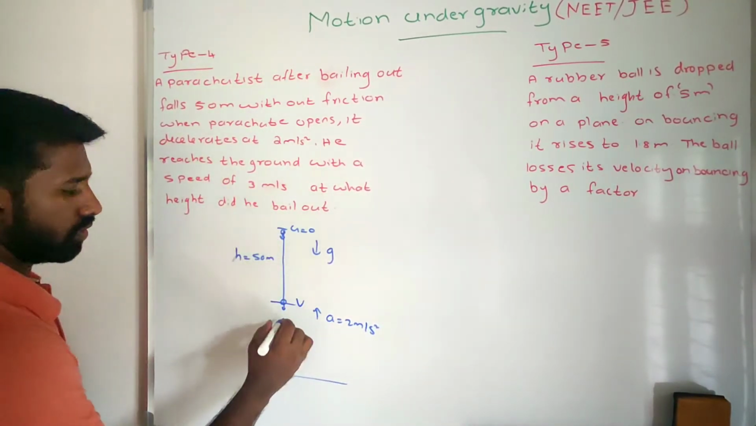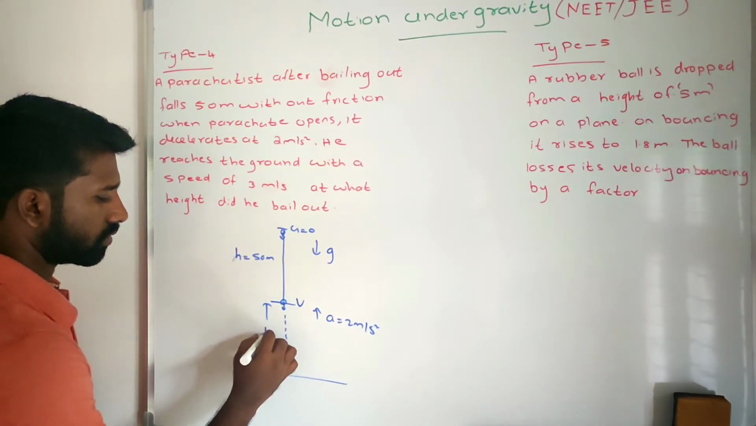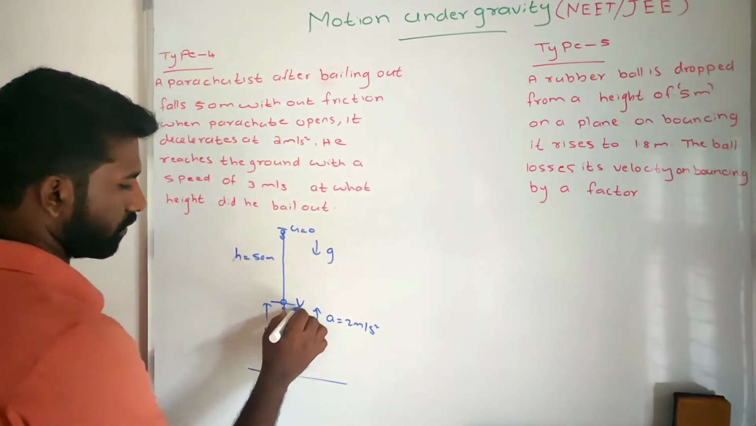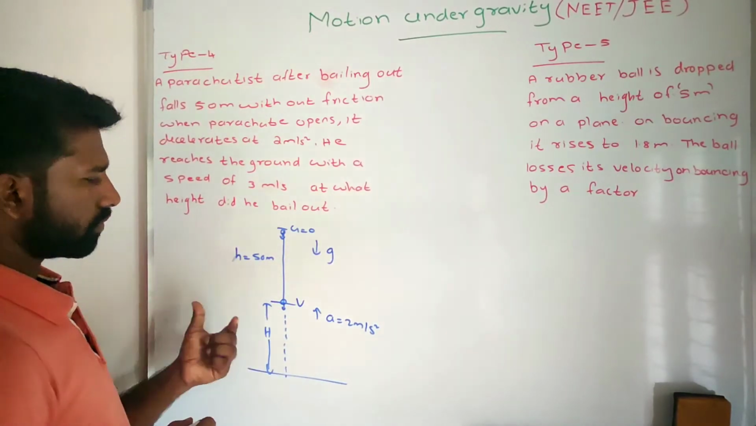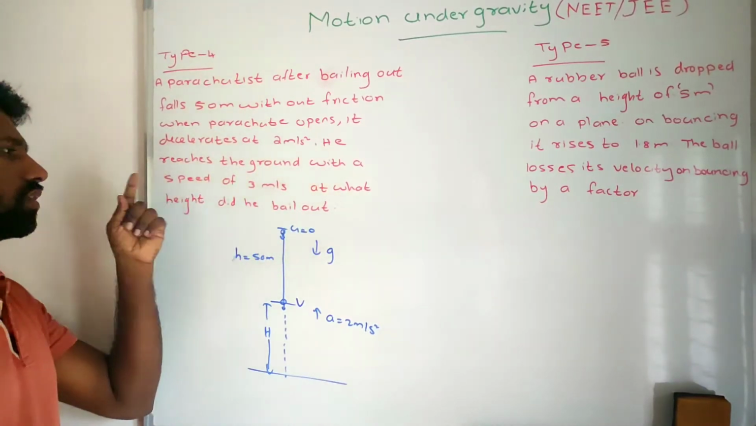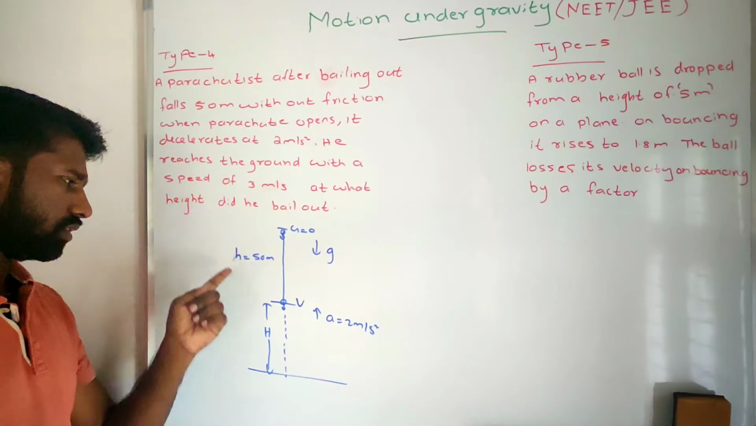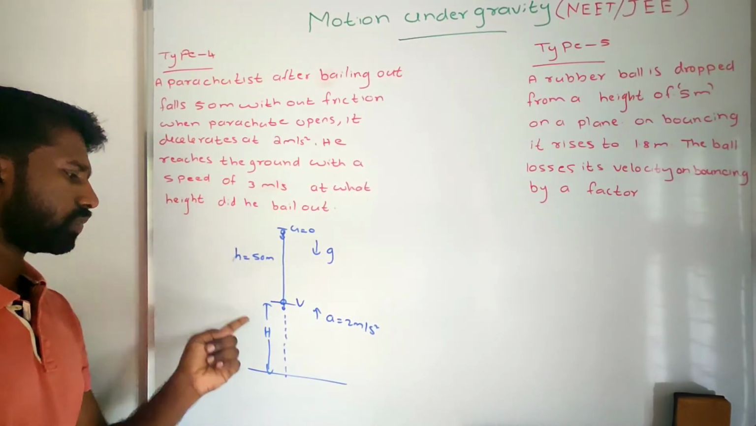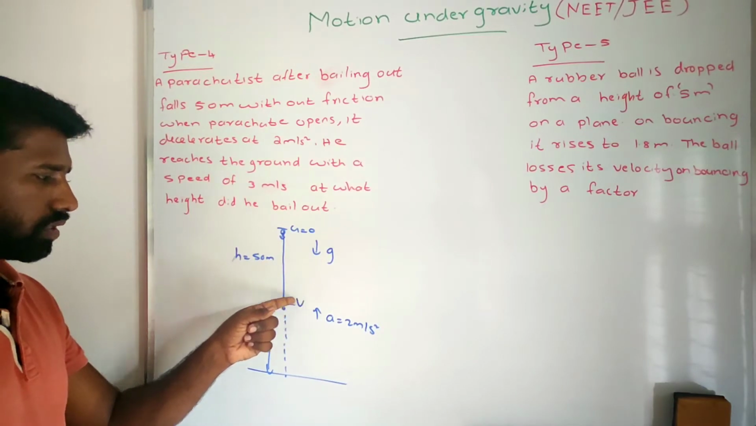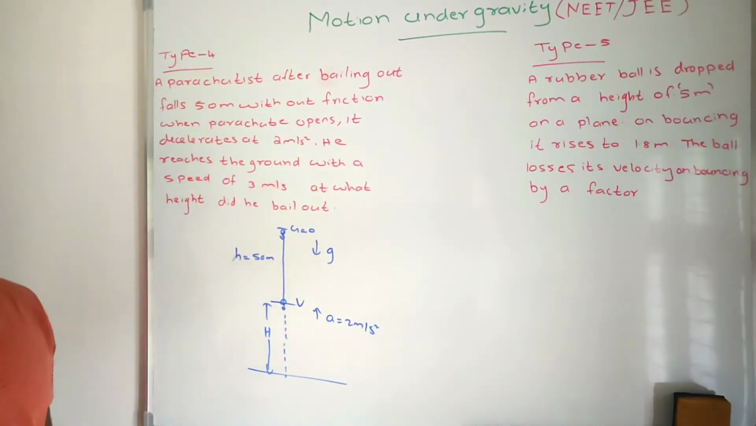So it covers the remaining distance, that is capital H, with this velocity. Clear? What we need to find out is from which height he bailed out. That means this is the total height, small h plus capital H. First we need to find out what velocity it will reach at this point.